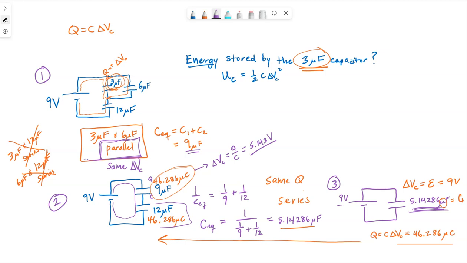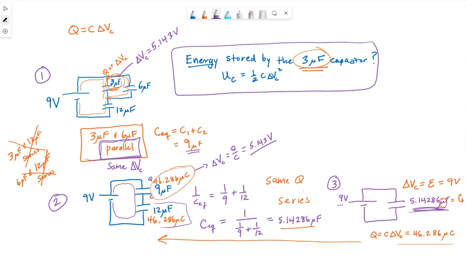But the equivalent was equivalent for the 3 and the 6 in parallel. And we know when capacitors are in parallel, they must have the same delta V, not only as each other, but also the same delta V as their equivalent capacitance. So this tells me that the 3 microfarad capacitor has a voltage drop of 5.143 across it, which means I'm now ready to plug some numbers in to calculate the energy stored by this capacitor.